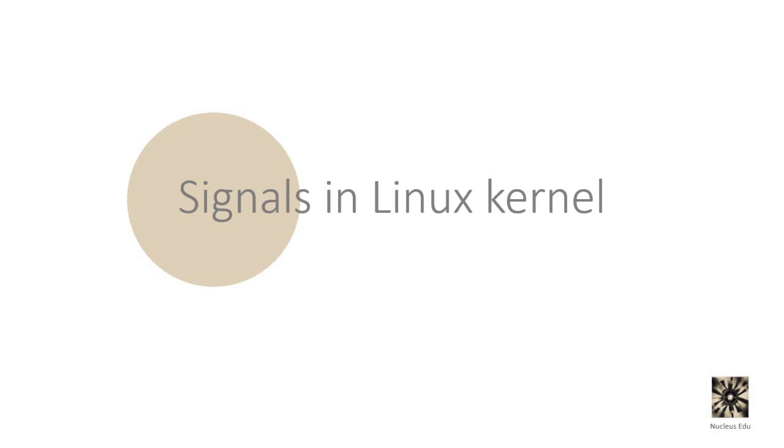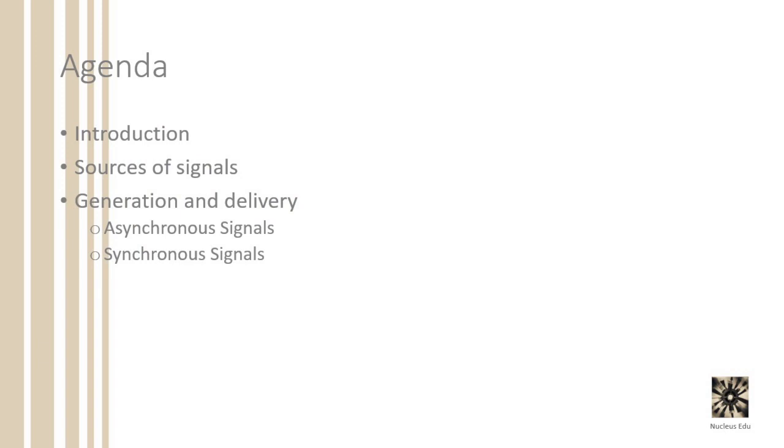Hello everyone. So this is part 2 of the series of videos covering signals in the Linux kernel. In part 1 we discussed a little bit about the introduction, what signals are and what they're used for, the significance, the sources of signals, where and why they're generated, and then we covered the generation of asynchronous signals, the code path that it goes through, and how they are delivered and added to the process's structure so that it can pick them up when they are ready.